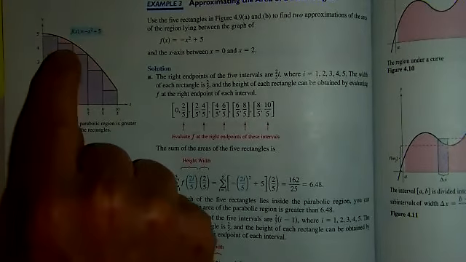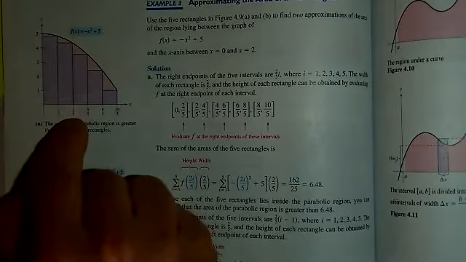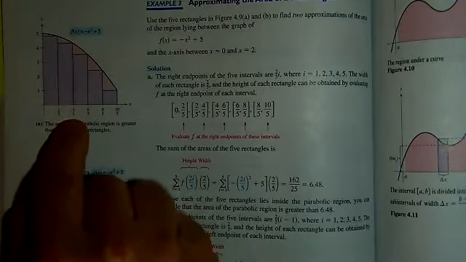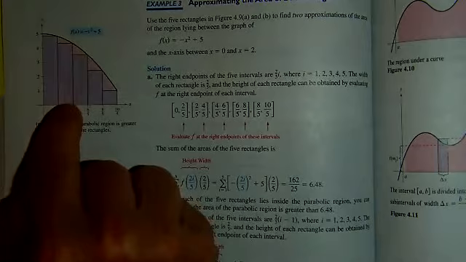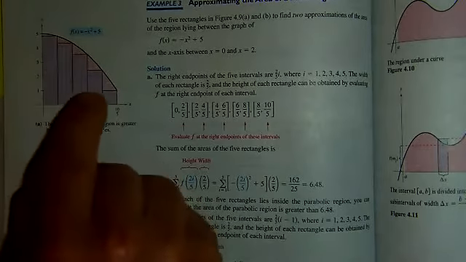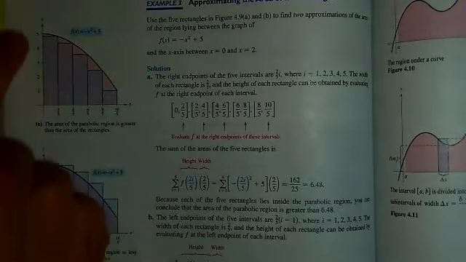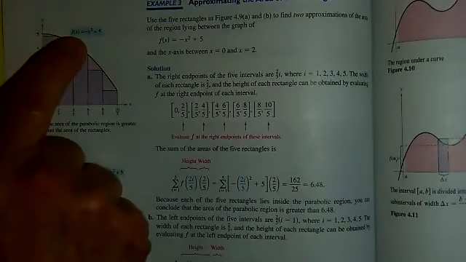Okay, the height of this rectangle is going to be the function value at this right-hand corner. So it's going to be the function value when x is 4/5. So really what we're doing is we're using the function to determine the heights of the 4 rectangles, which makes sense because the height here is the y value, which of course is the function value.